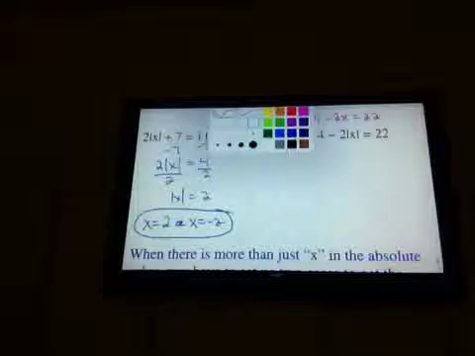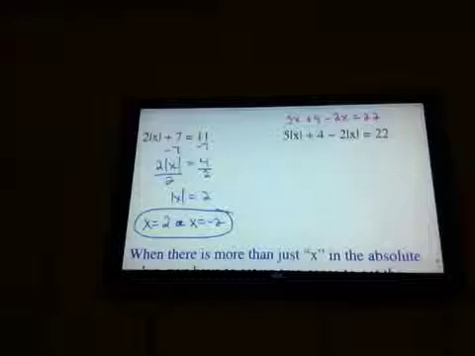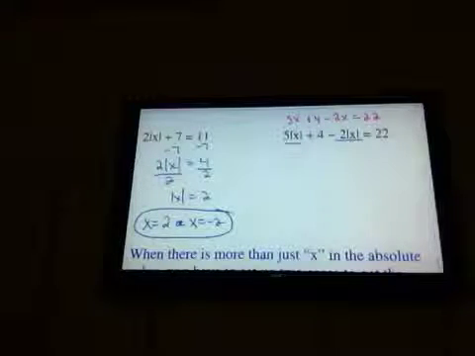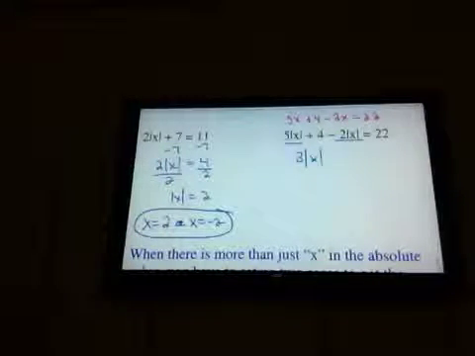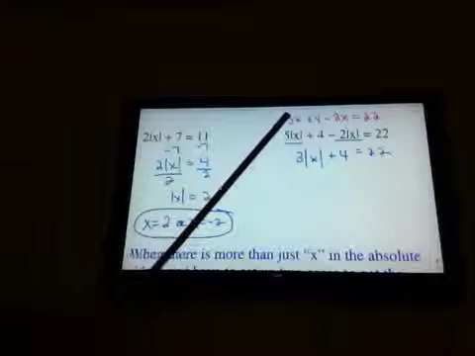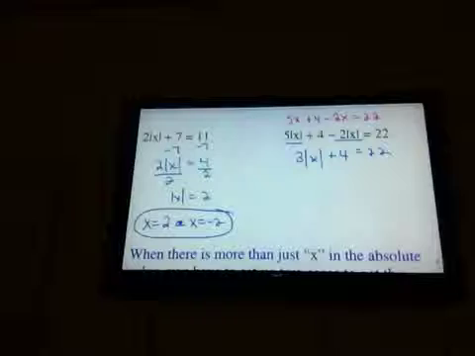Just like you can add and subtract x's, you can add and subtract absolute value of x. So 5 of them minus 2 of them give me 3 of them, plus 4 equals 22. So I can add absolute values of x just like I can add plain x. So up here, I would have just taken 5 minus 2 is 3. Same thing. And now it works just like this one over here.